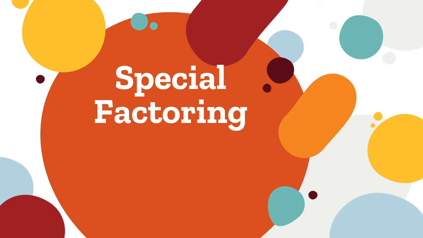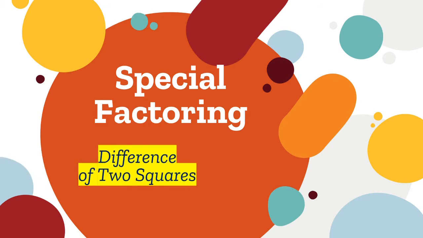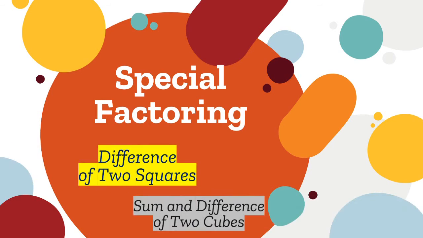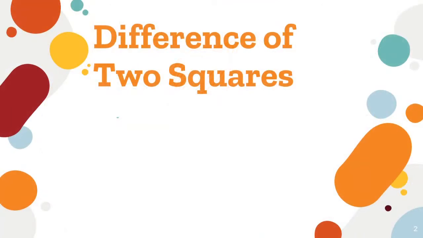This special factoring I'm talking about is difference of two squares and the sum and difference of two cubes. Let's begin with difference of two squares. First, let us determine in which polynomials can we apply the pattern for difference of two squares. From the pattern's name, we can say that there are two squares with a subtraction sign between them. So does it look like this?